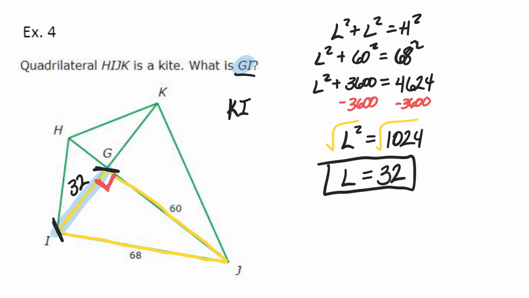Well, KI, we do know. Because if GI is 32, GK is also 32. Remember we said that one bisected. That diagonal bisected the other one. So KI would have a measure of 64. So make sure you read the question, because you may not even have any parts to that, but you'll know this based on our kite rules.